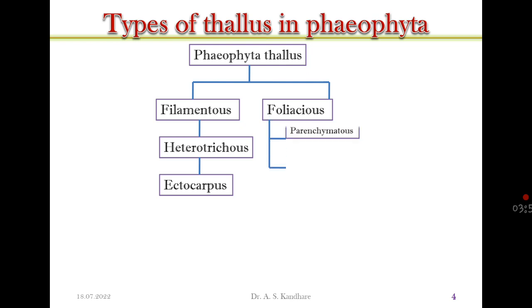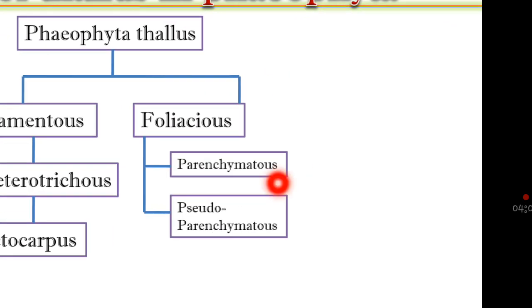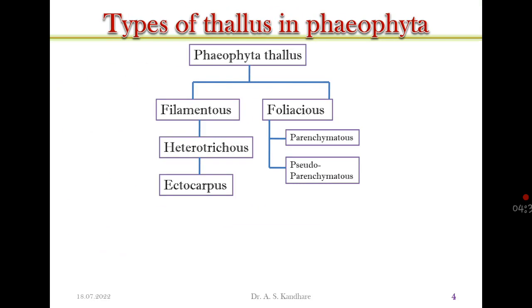And this foliaceous thallus is of two types, that is parenchymatous and pseudo-parenchymatous, isn't it? So you know parenchyma cells, these are the cells with a definite size and shape with intercellular spaces. Pseudo-parenchymatous kind of cells are somewhat elongated parenchyma-like cells, and they form a kind of elongated cells. So that is called pseudo-parenchymatous kind of thallus.